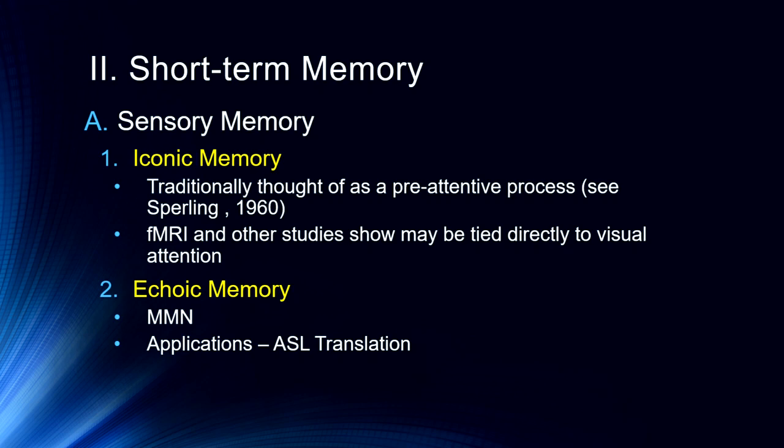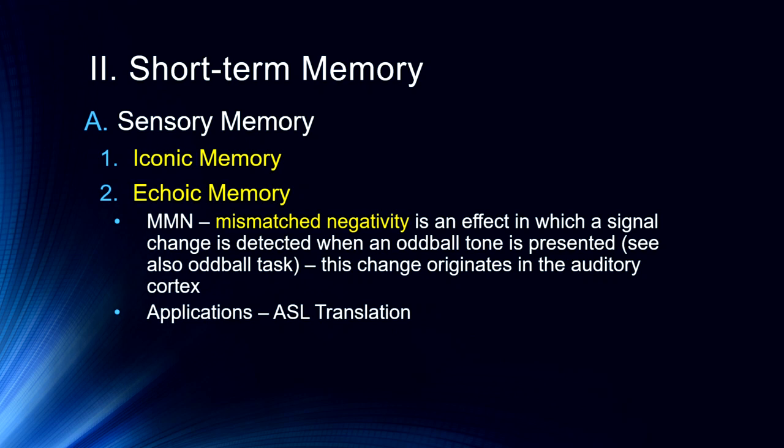I want to introduce what's called the mismatch negativity and then briefly talk about how echoic memory is critical for things like American Sign Language translation. Echoic memory is, again, very brief sensory memory for sounds. And the reason I think it's interesting to talk about mismatch negativity is that it gives us an idea as to where this echoic memory processing is occurring.